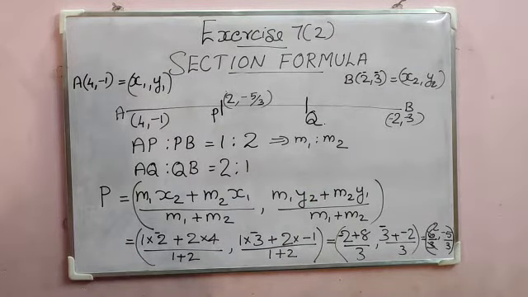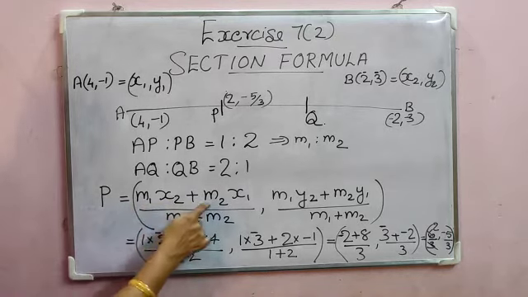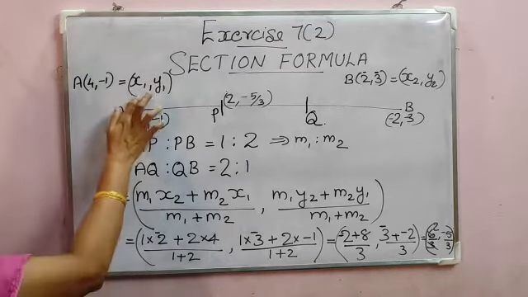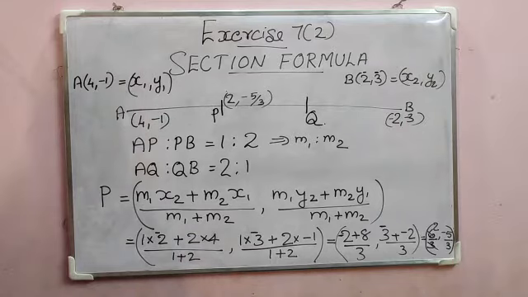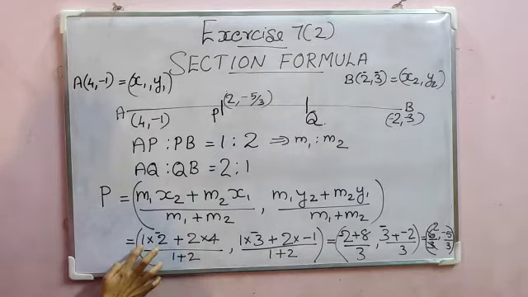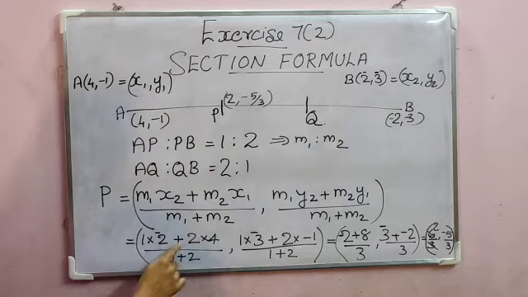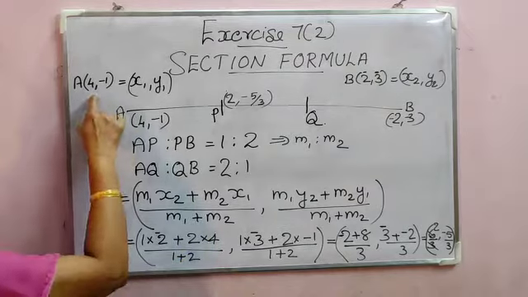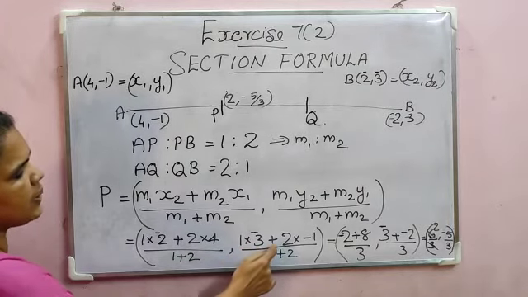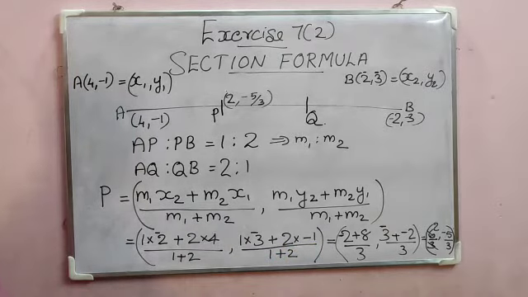And we know the section formula: (m1x2 plus m2x1) by (m1 plus m2), (m1y2 plus m2y1) by (m1 plus m2). Here x1, y1 is the endpoint A (4, -1) and x2, y2 is (-2, -3). We can substitute the values. Here m1 is equal to 1 and m2 is equal to 2. So 1 into -2 plus 2 into 4 by 1 plus 2, and 1 into -3 plus 2 into -1 by 1 plus 2.